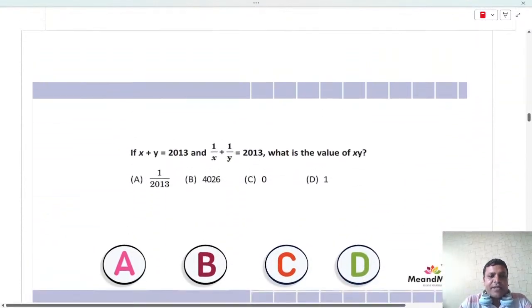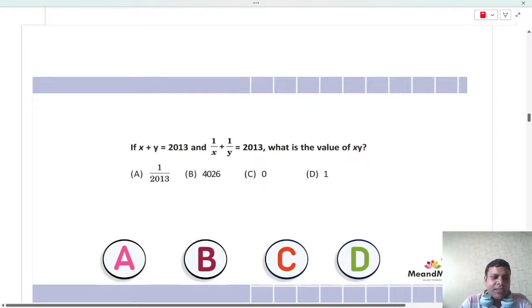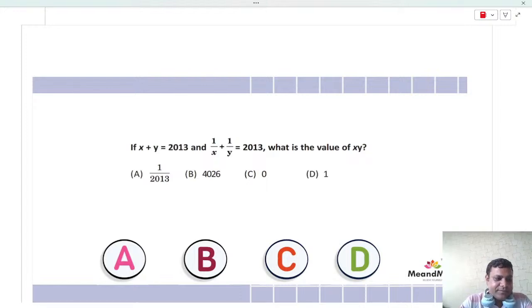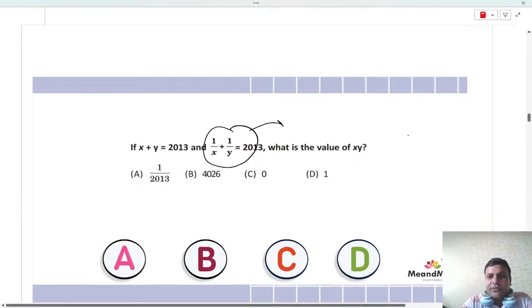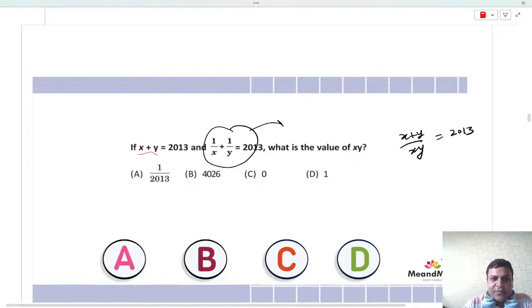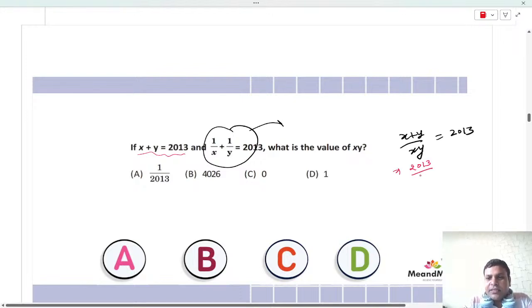The next question is x plus y is equal to 2013 and 1 upon x plus 1 upon y is equal to 2013. What is the value of xy? This question is easy, not a difficult one. If you simplify this, x plus y upon xy is equal to 2013. Now in the first equation it is given that x plus y is equal to 2013. So you can replace 2013 here, 2013 upon xy is equal to 2013. So 2013 cancels out. So xy is equal to 1.